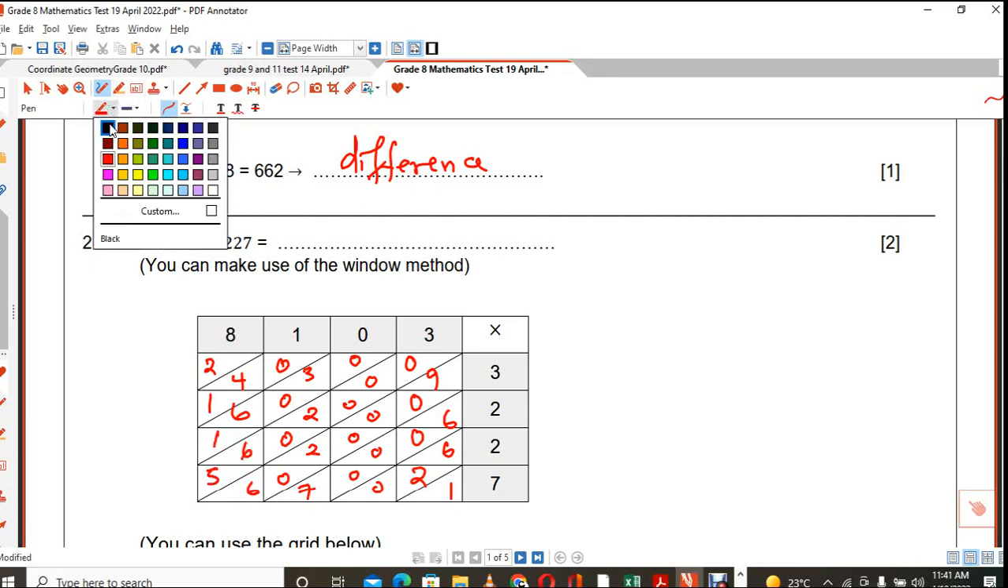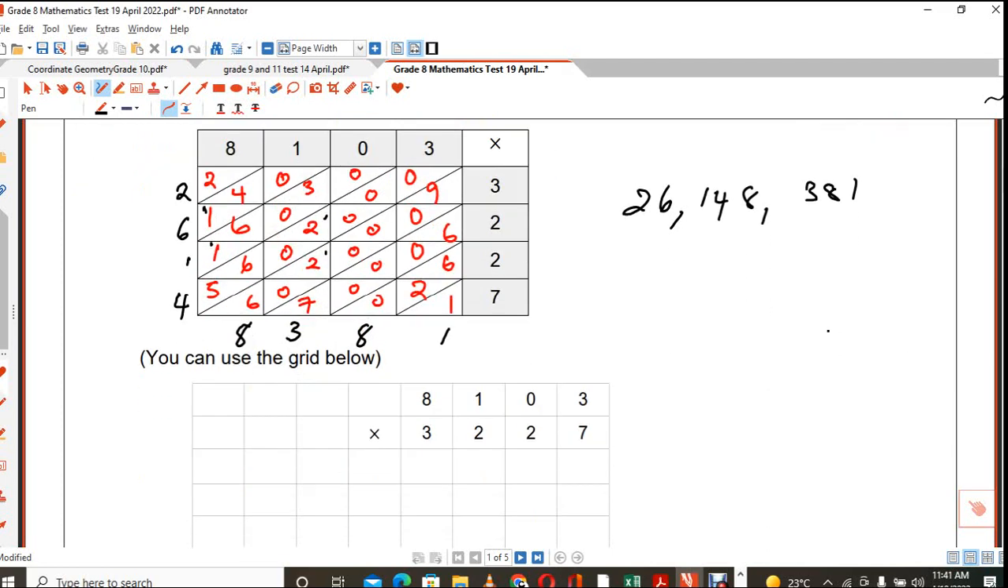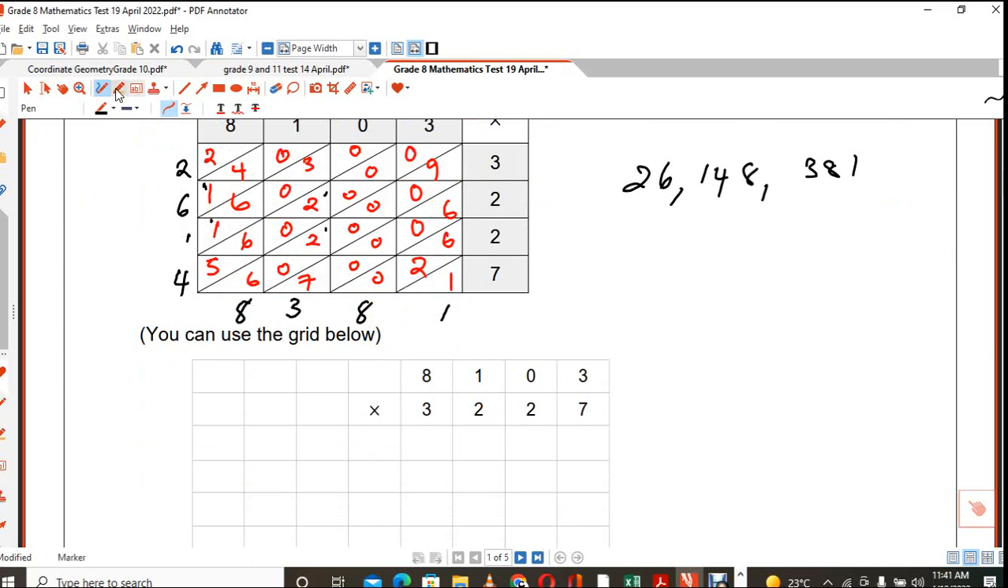Now, the only thing you need to do is add in a diagonal. So this is 1. If you add here, that's 8. If you add here, that's 13. That means you must carry over a 1. You understand that? 12 plus 6, that's 18. You must carry another 1. That's 9. That's 14. You carry over another 1. That's going to be 11. You carry over another 1. That's going to be 6 and 2. So this answer is 26,148,381.